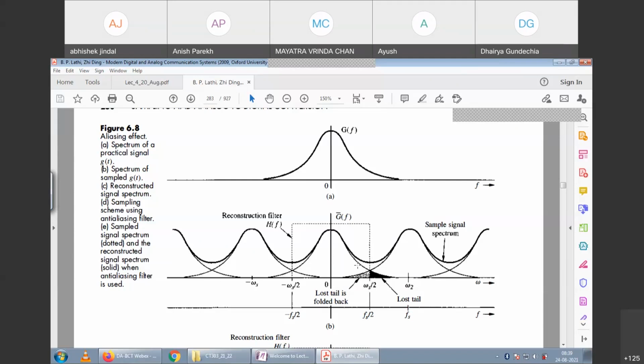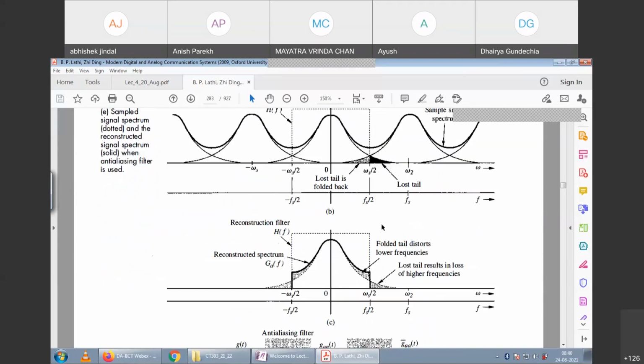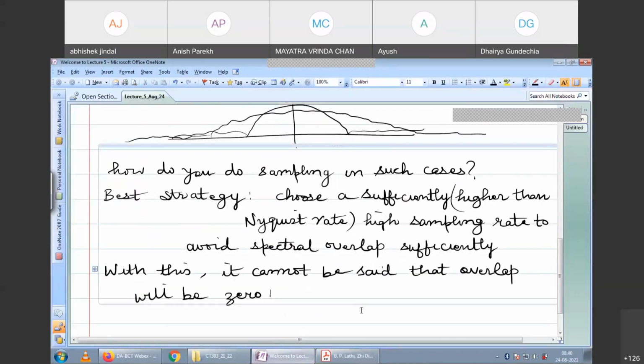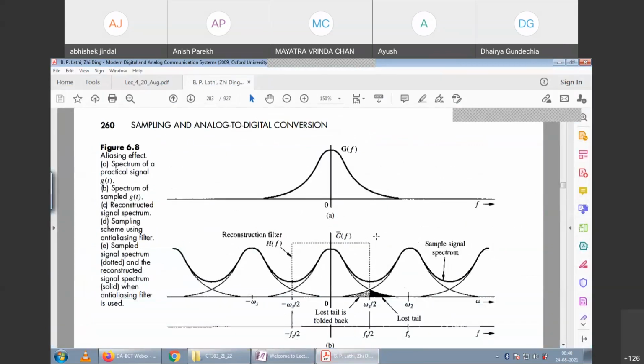Now, this is a problem. If our spectrum changes, then once we try to recover our signal after sampling, we won't be getting the exact signal. So this is the problem which will be there even if we choose a sufficiently high sampling rate. This can be clearly seen from this figure.